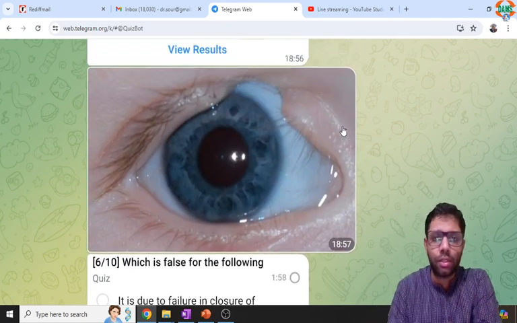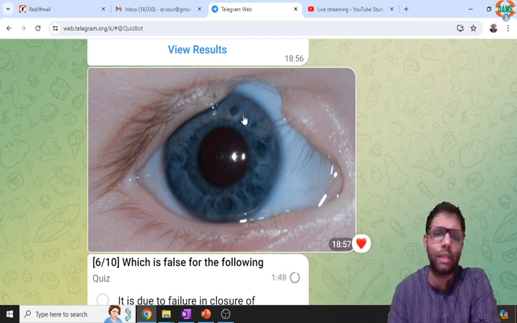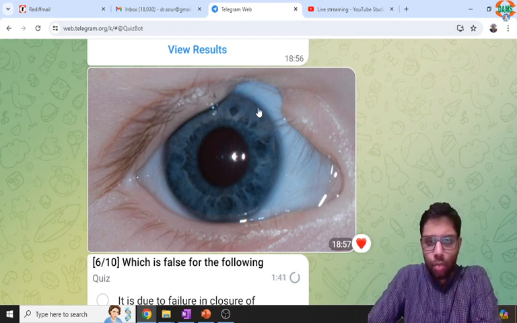Now this picture is showing a defect in the eyelid, in the upper eyelid. This structural defect is known as coloboma. In eyelid coloboma, the most common complication is corneal exposure, because if the patient closes the eye, the cornea and sclera are exposed. Corneal exposure is more important because you see from the cornea. That is the most common complication.